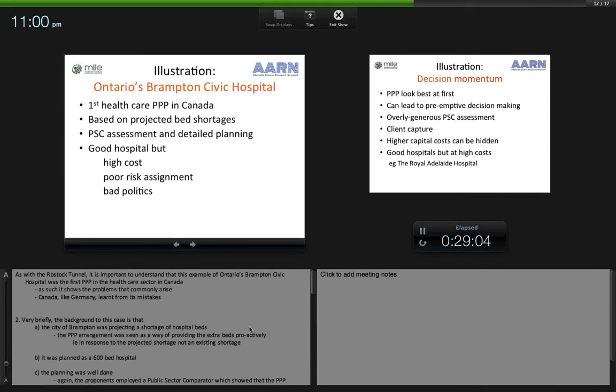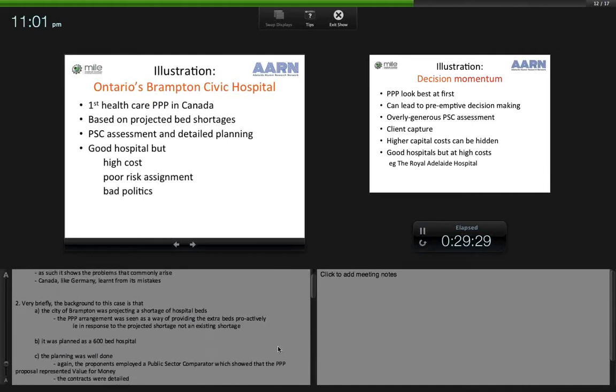The first I want to use is a case from Canada in Ontario, the Brampton Civic Hospital. Now, let me say, as with the Rostock Tunnel, it is important to understand that this example from Canada was the first PPP in the healthcare sector in Canada. As such, it shows the problems that commonly arise, and I would say that Canada, like Germany, has learned from its mistakes.